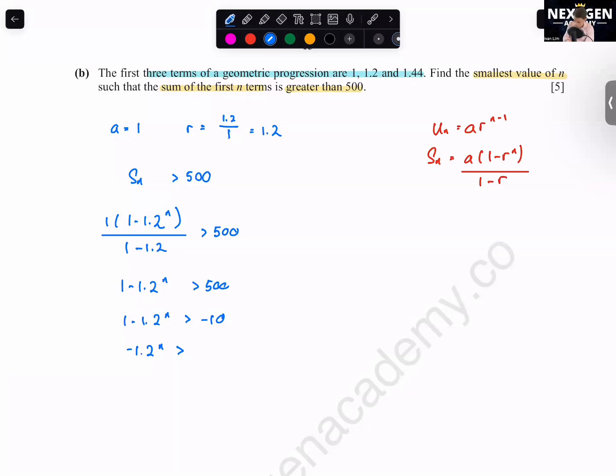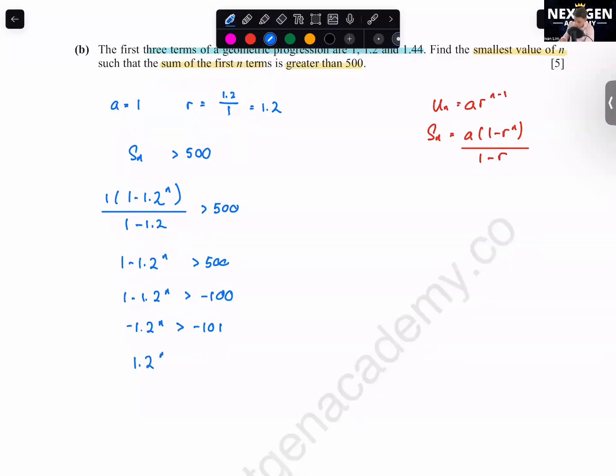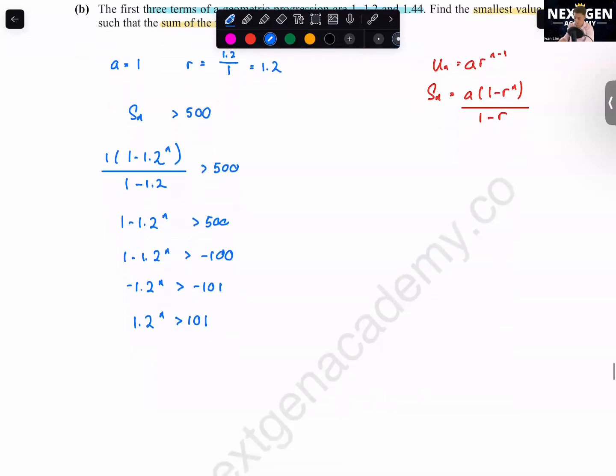Okay, hold on a minute. Negative 100. Okay, negative 100, here will be negative 101, 1.2 to the power of n more than 101. Okay, then here, we can do log or ln. Yeah, I'll just use ln 1.2 to the power of n, ln 101. Okay, when do we use ln? Unknown power. Okay, because I want to bring the power down.